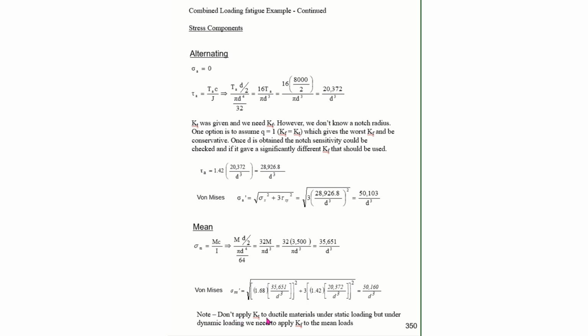Note, don't apply Kt to ductile materials under static load, but under dynamic load we need to apply Kf to the mean loads. So again, these should be Kf values and not Kts. We're taking a worst case by taking Kt, and it was really our only option because we cannot get a q value with the given information.